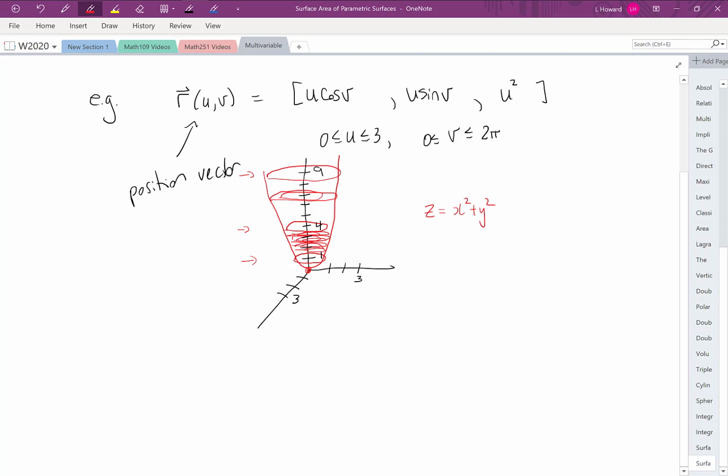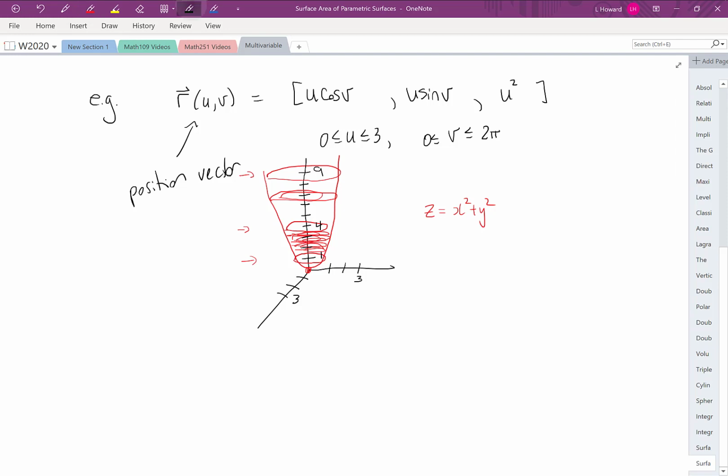So in a parametric surface, instead of having your surface defined in terms of x and y, you've got your surface defined in terms of two other variables called parameters. Typically they're called u and v, but you could call them a and b, and the values would be defined as part of the definition of your surface. Okay, so that's what a parametric surface looks like.